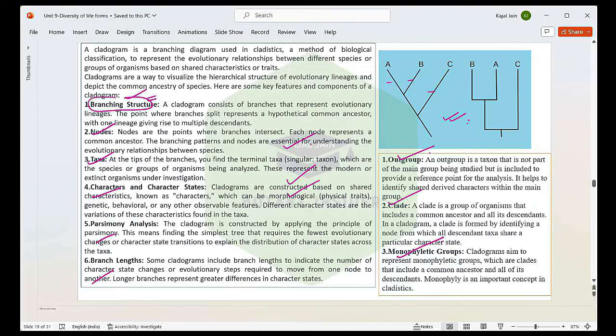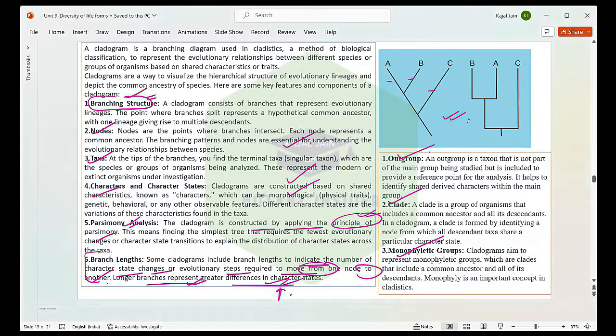Then you have parsimony analysis. That is, a cladogram is constructed by applying the principle of parsimony. Same thing written down. Then you have the branch length, the same thing I explained. That is, branch length indicates the number of character state changes or the steps required to move from one node to the other one. If a branch length is long, that means there are more character differences between the old generation and the new one. Okay, this is about a cladogram.